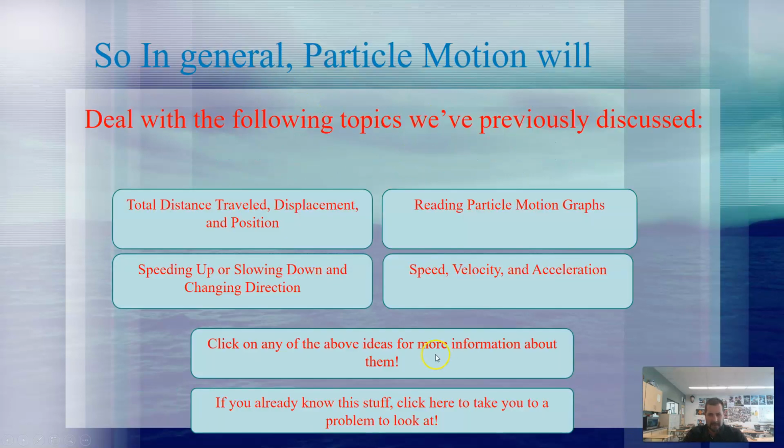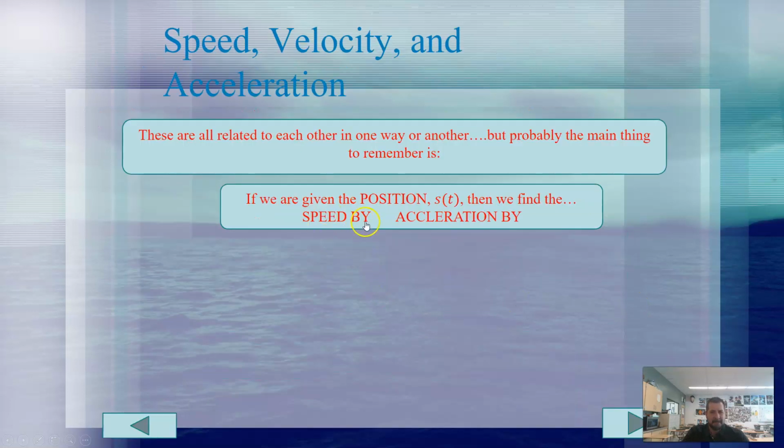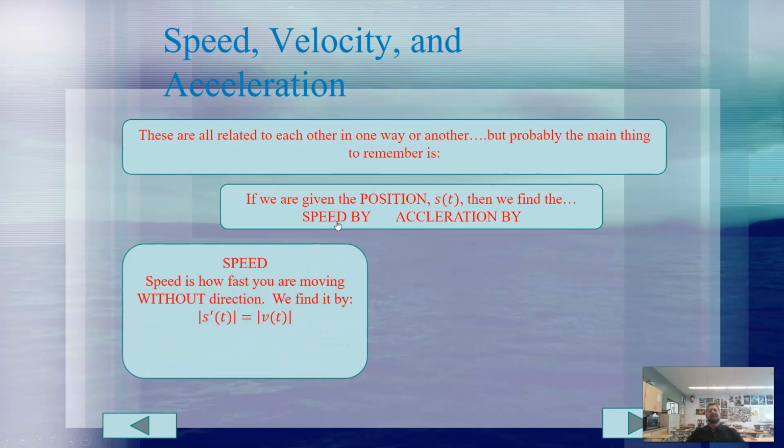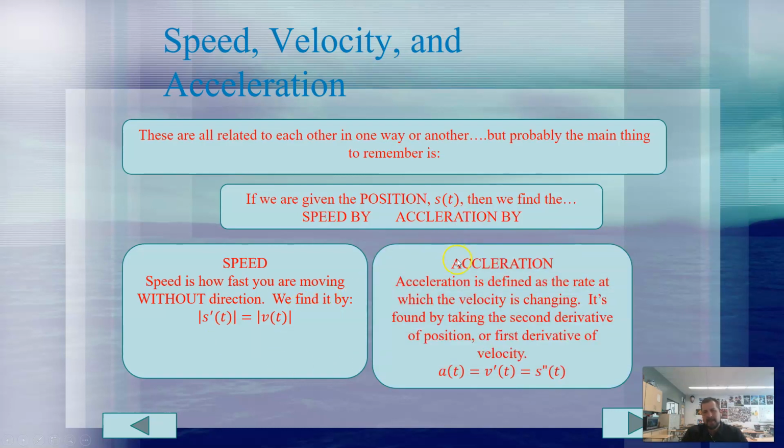Okay? Lastly, we need to talk about speed, velocity, and acceleration. Now, these are more if you have the position function, which will happen sometimes. If you have the position function, then speed is given by the absolute value of the derivative of the position function, or the absolute value of the velocity function. Speed is just how fast you are going without direction. So it's a positive number no matter what. That's why we put absolute values around them.